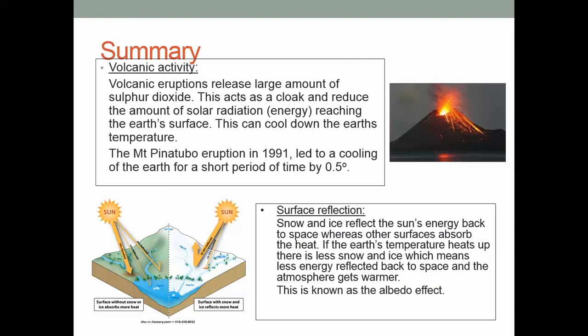The last natural factor is the surface reflection, and this is the concept that snow and ice, because they're white, bounce the sun's energy back into space, whereas darker surfaces will absorb. As a consequence, if we have increased warming, we have less ice, and therefore we get warmer faster. And this is known as the albedo effect. Now, those four concepts are all natural processes which cause our Earth's climate to change.